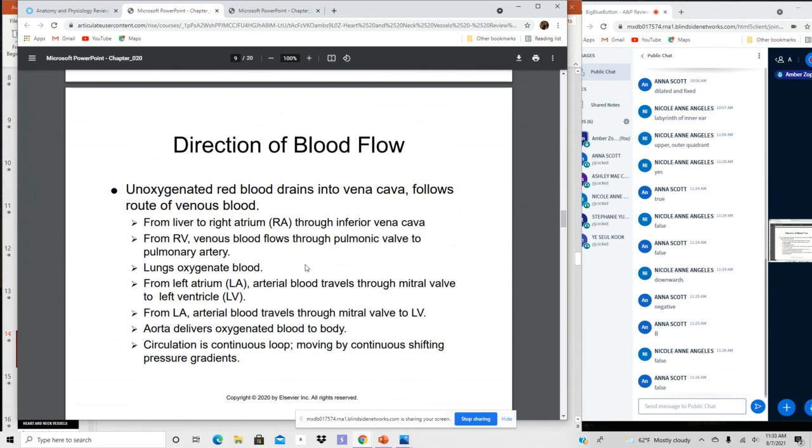Venous blood flows through the pulmonic valve to the pulmonary artery. Okay? The lungs then oxygenate the blood and they send it back to the heart, to the left atrium. Arterial blood flows through the mitral valve, which separates the left atrium from the left ventricle, and then it goes into the left ventricle. From the left ventricle, it goes into the aorta, and the aorta delivers oxygenated blood to the body. So as you can see, the circulation flows like a continuous loop, and it moves by continuous shifting pressure gradients.